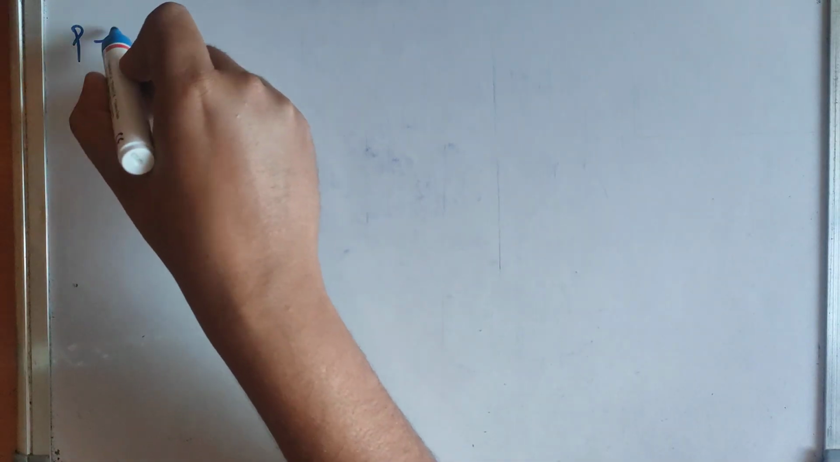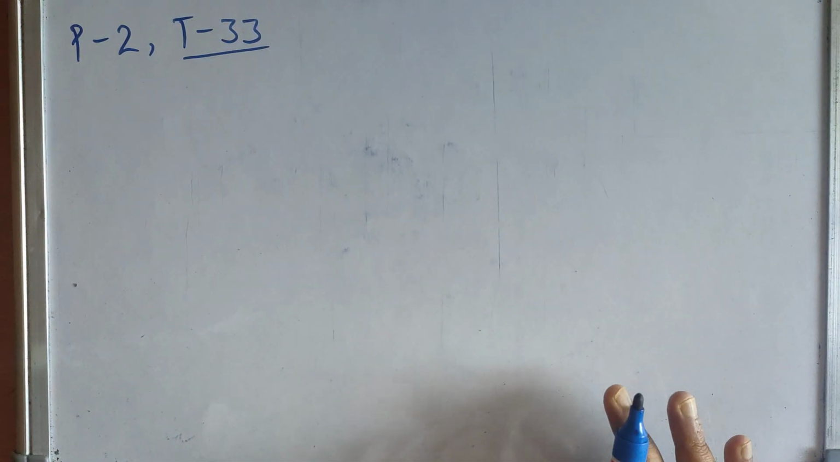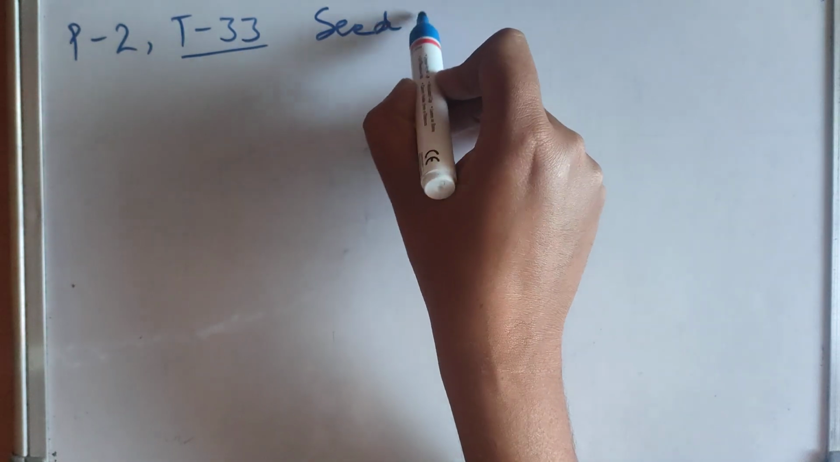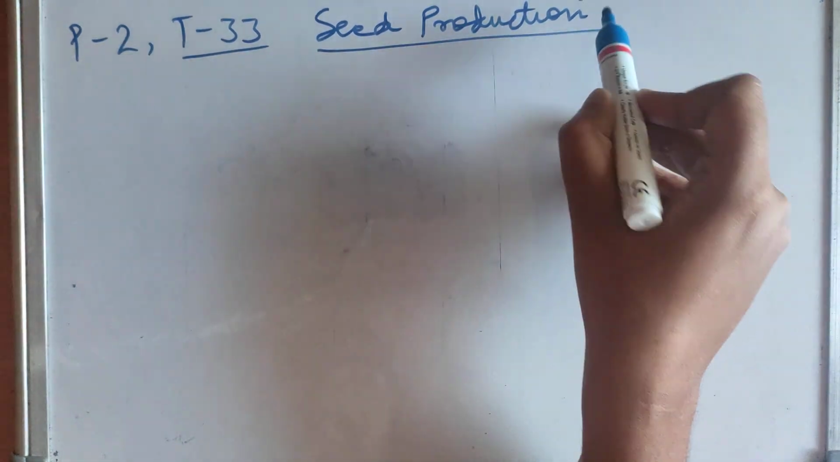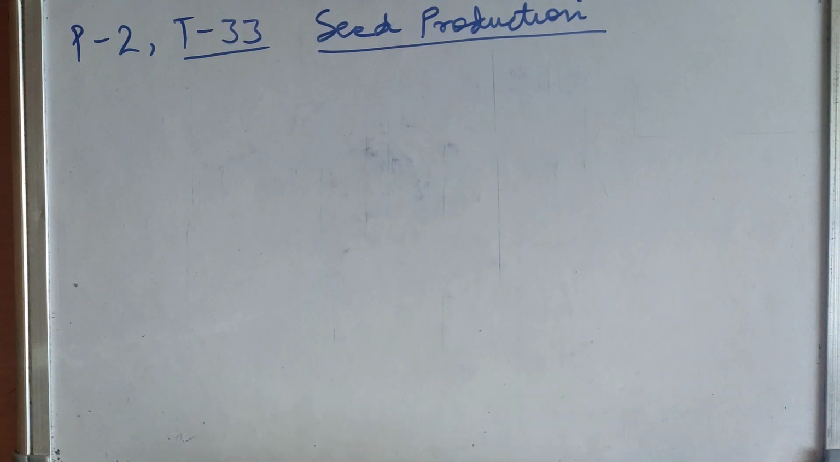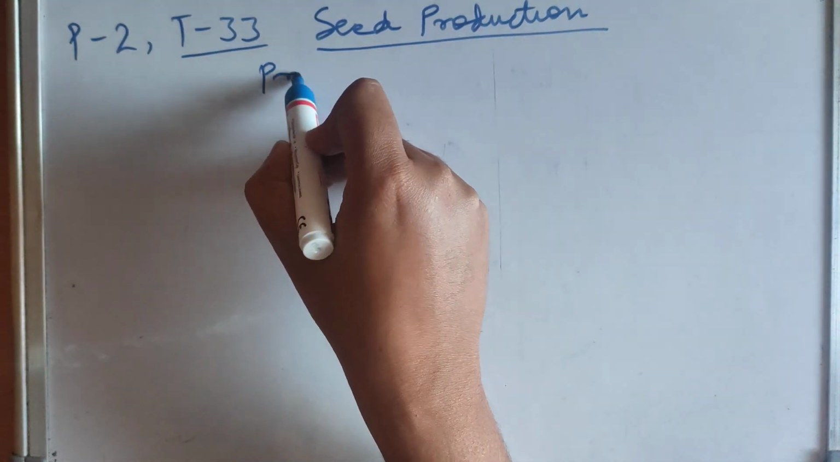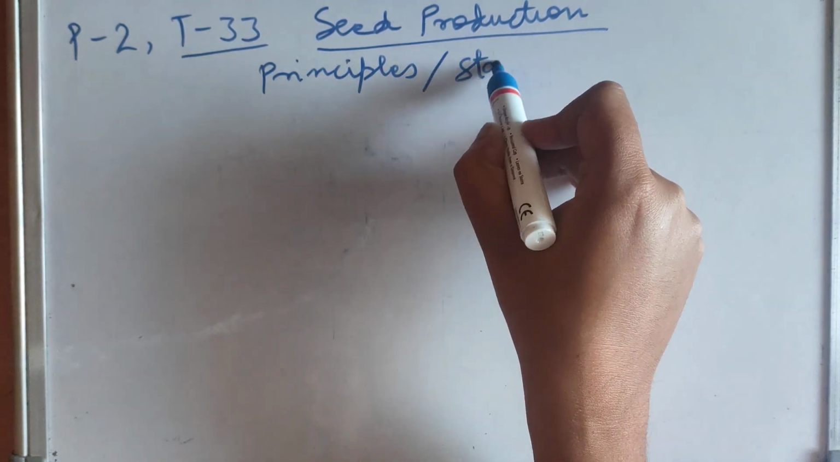So today we are going to do topic 33 of paper 2. Here we are going to discuss seed production. The first topic of this session is seed production: principles or standards.